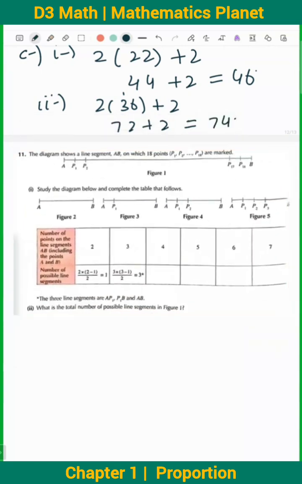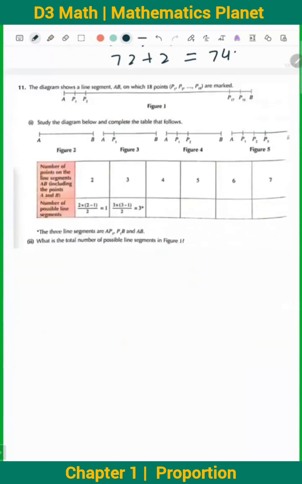So what is this question saying? The diagram shows a line segment AB on which 18 points are marked: P1, P2, P3, up to P18. Study the diagram below and complete the table. So on AB, there is no point. On AB, there is 1 point. On AB, there are 2 points. On AB, there are 3 points.